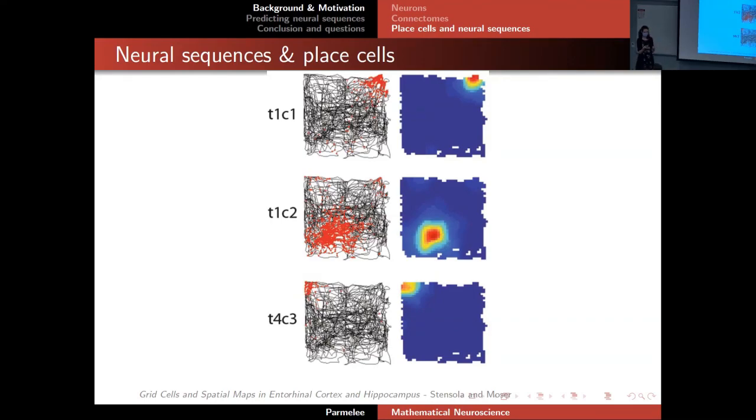So when the animal is in that location, they fire, and when it moves out of that location, they stop firing. And now there's some error. You can see some spurious firings down here where it's not in that area, but brains make mistakes, just like we all do. But this was a big discovery in neuroscience, and it won the Nobel Prize.